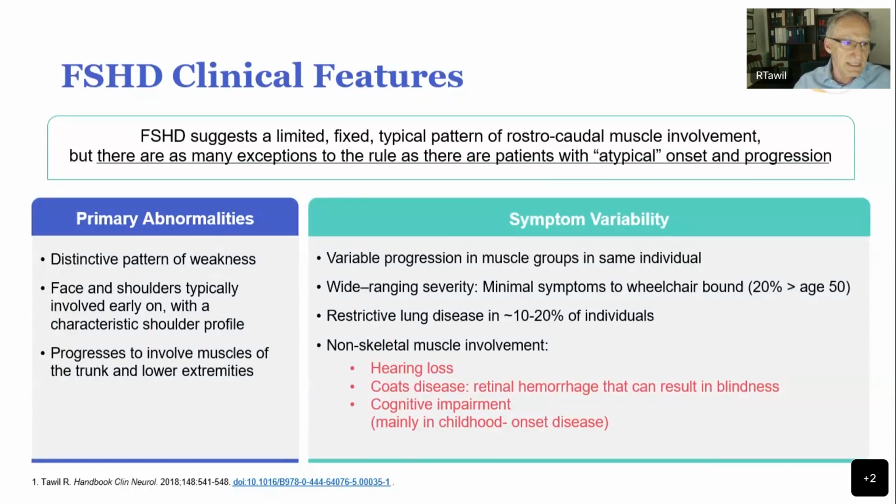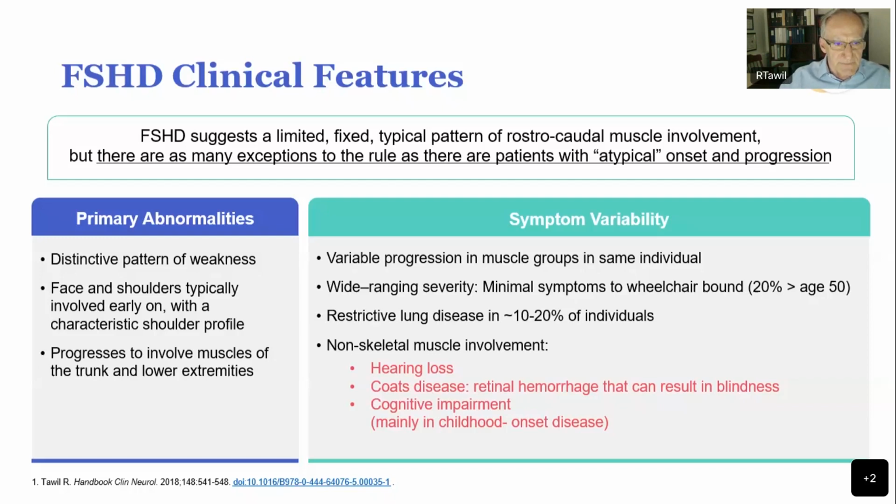So the primary abnormality is that you have a distinctive pattern of weakness, typically face and shoulders, with characteristic shoulder involvement. The muscle group that becomes involved earlier does not necessarily become very affected by the time, for example, a lower extremity muscle is affected. I think this reflects that the progression in FSHD can be halting, and a lot of patients can be very steady for a number of years.